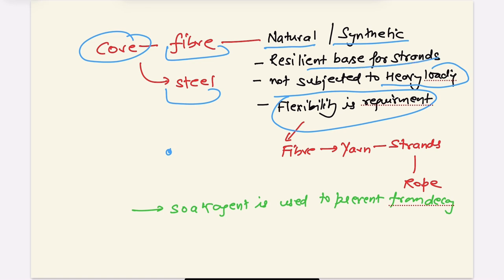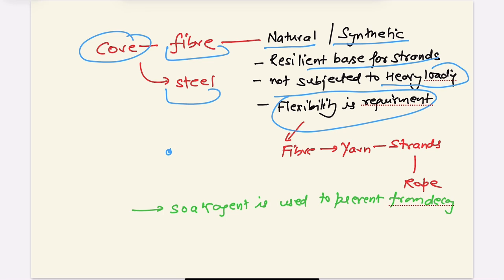It basically creates a flexible base for the strands. The core can be made up of either fiber or steel. The fiber is natural or synthetic. Where there is a flexibility criterion, and the wire rope sling is not subjected to very heavy loading, we go for the fiber core.